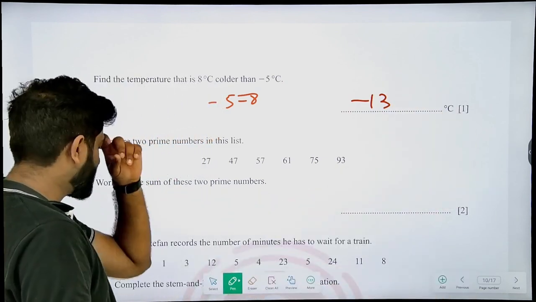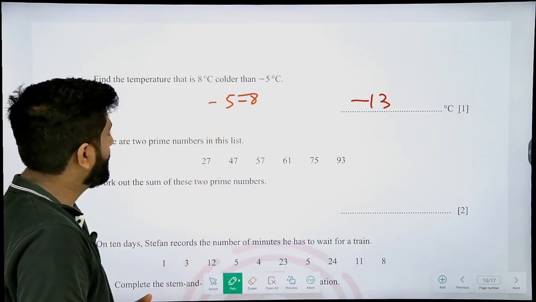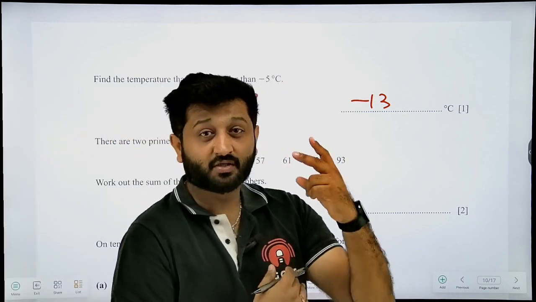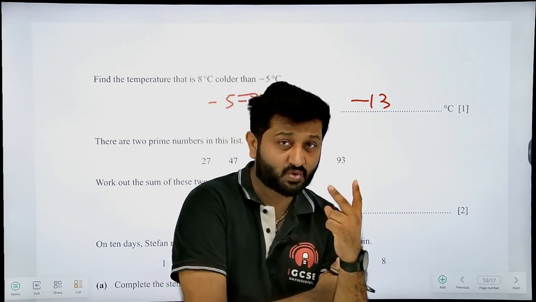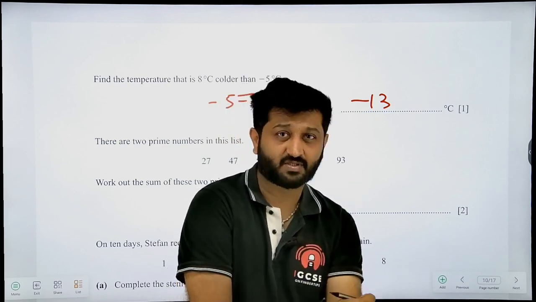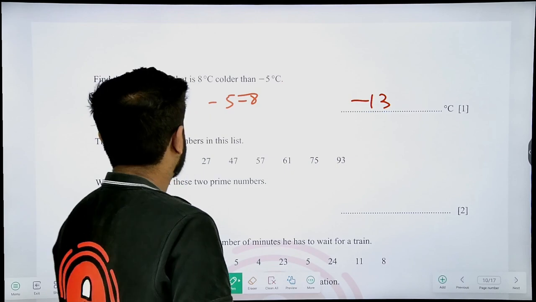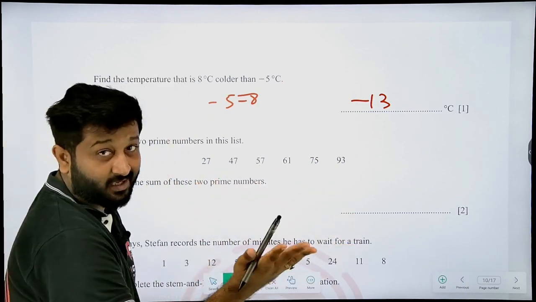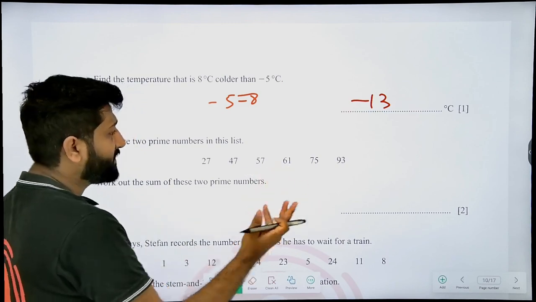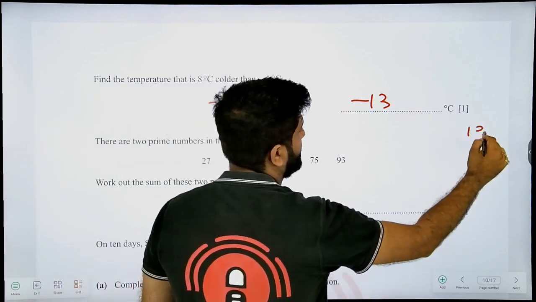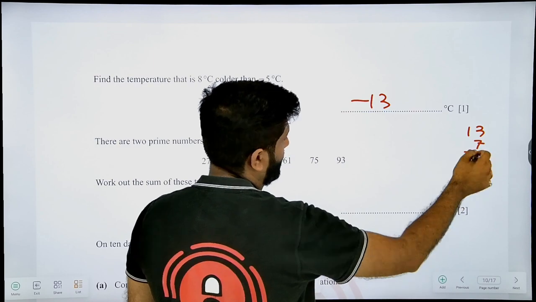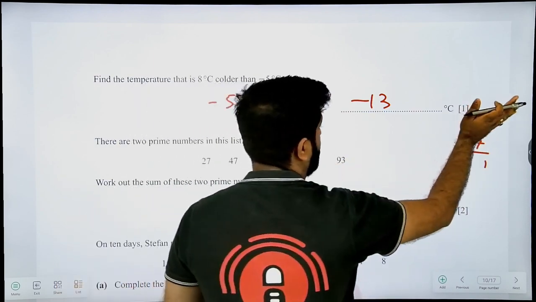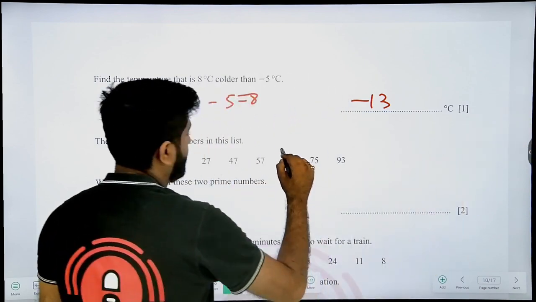Work out the sum of the two prime numbers. What are prime numbers? Prime numbers are those that only have two numbers as their factors, which are 1 and the number itself. So 27, I know it is not a prime. 5 plus 7, 12, again not a prime. 61, I think not a prime because 13 sevens are 61. No. 7 threes are 21. Sorry, 13 sevens is 91. Okay, so 61 is a prime number.